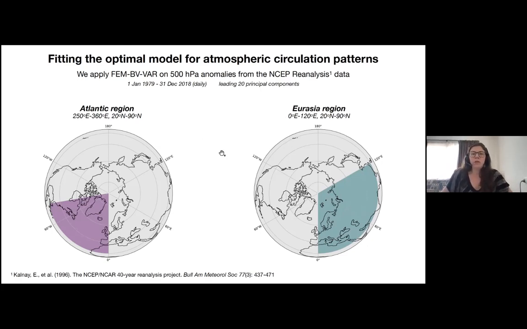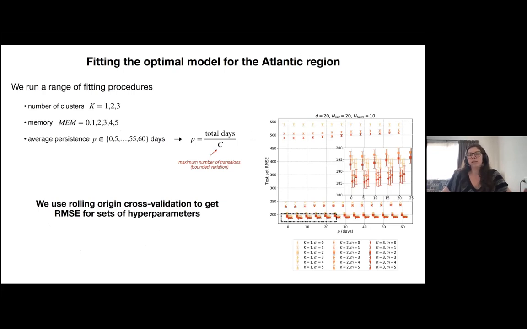All right, so once we do that, as Georg mentioned earlier, we have a couple of choices to make. When you do FEM-BV-VAR, you have to choose a number of clusters, memory, and an average persistence. For the Atlantic region, due to the many previous clustering studies, whether k-means or previous ones using FEM-BV-VAR, we already knew more or less how many clusters to look for. So we varied the clusters from 1 to 3, knowing that 2 or 3 might be what we're looking at, because there's at least a positive and negative phase of the NAO, and then perhaps there's another regime in that region.